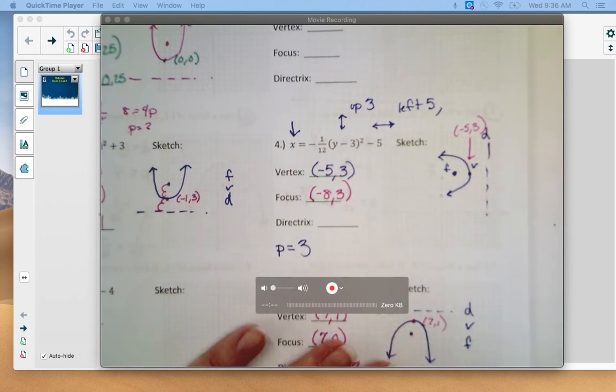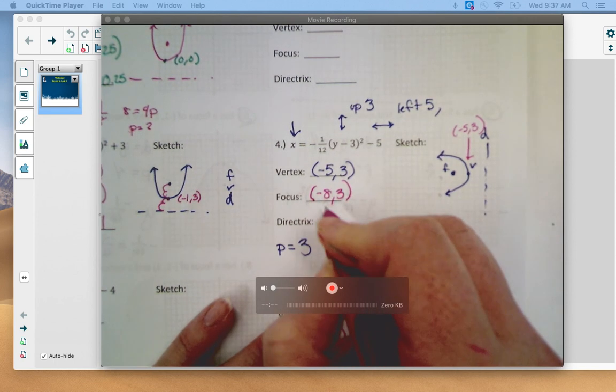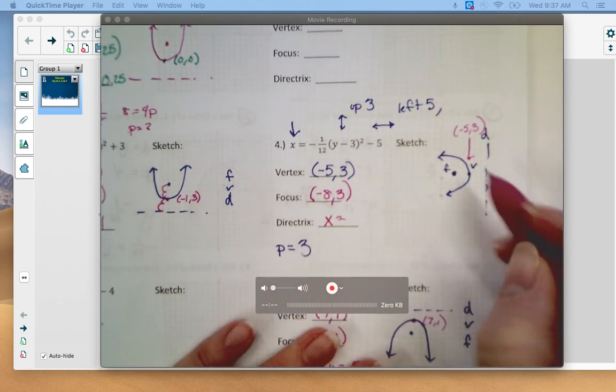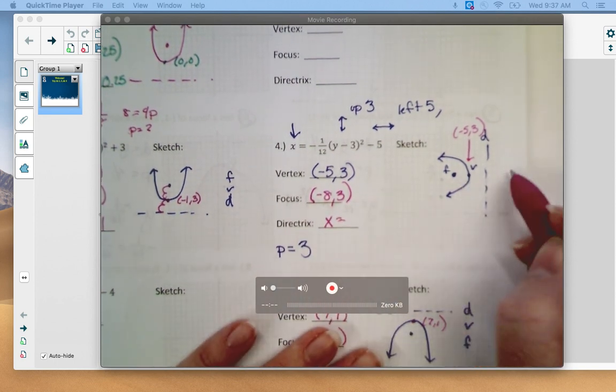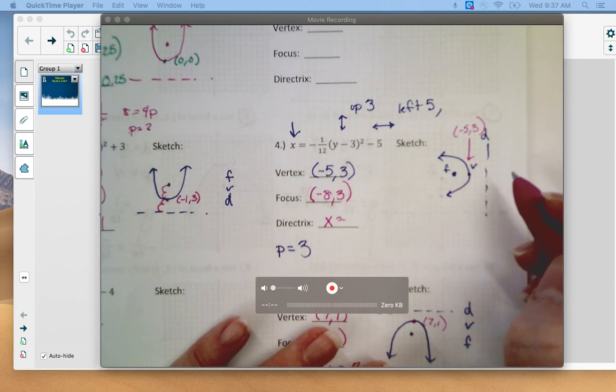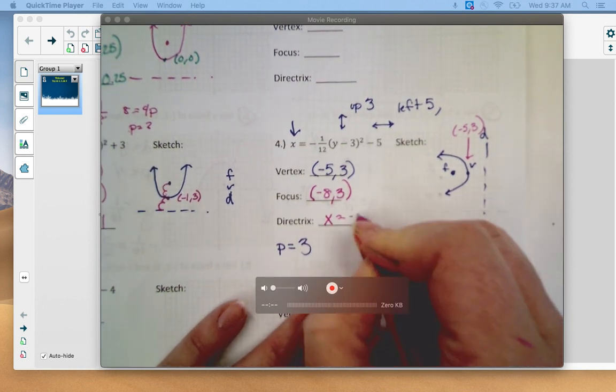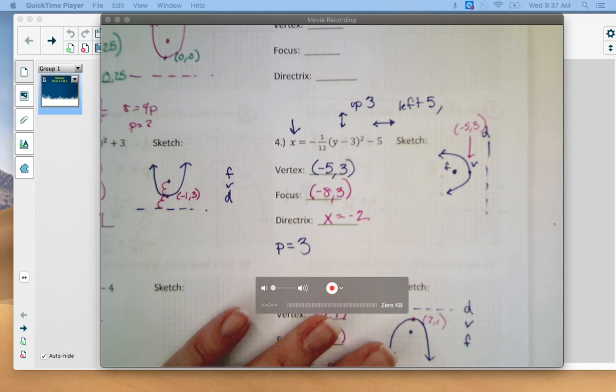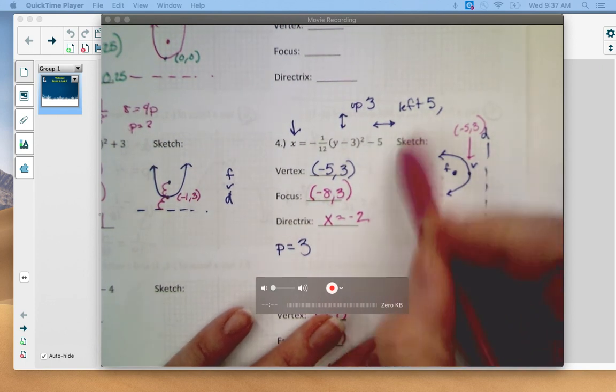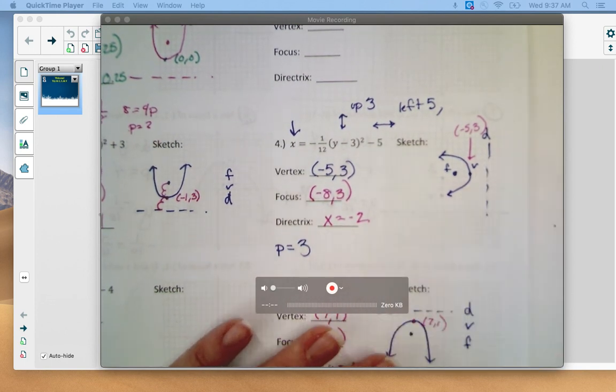What would your directrix value be? Not y is equal to, but now x is equal to. So now you're going to the right 3. So if you're going to the right 3, it's now -2. So x is equal to -2. Do you see how it's really important that you're working with that diagram?